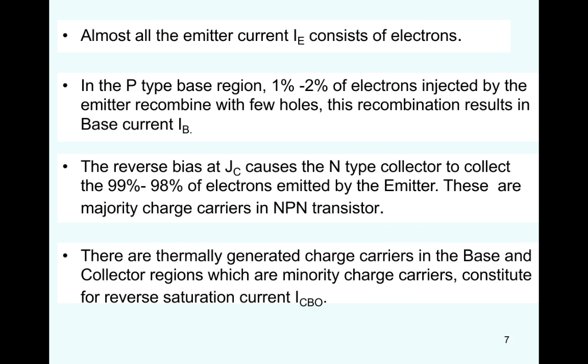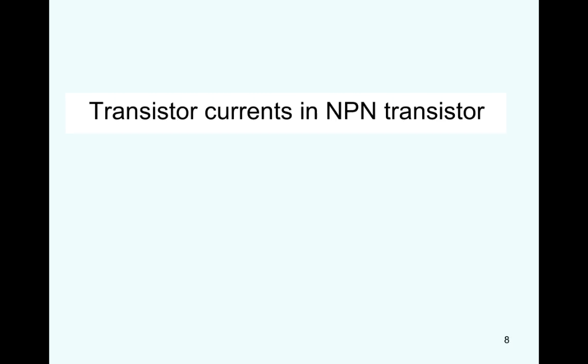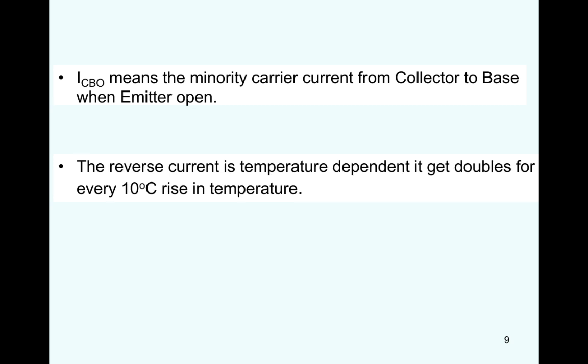There are thermally generated charge carriers in the base and collector regions, which are minority charge carriers, and they constitute the reverse saturation current ICBO. ICBO means a minority carrier current from collector to base with the emitter open. The reverse current is temperature dependent. That means this reverse saturation current depends on temperature. It doubles for every 10 degrees rise in temperature.